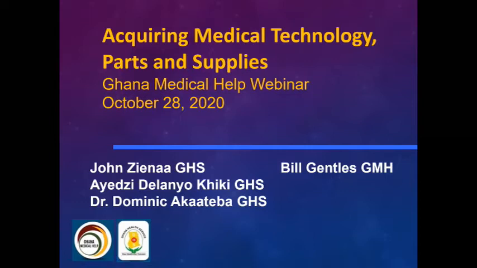This one is entitled Acquiring Medical Technology, the Parts and Supplies. This is being led by no other person than our own Mr. John Zienaa from the Ghana Health Services headquarters in Accra. He will be supported by Mr. Khiki Delanyo and Dr. Bill Gentles. I'll hand over to Mr. John Zienaa to lead us in this presentation.